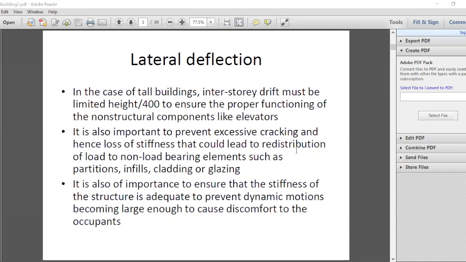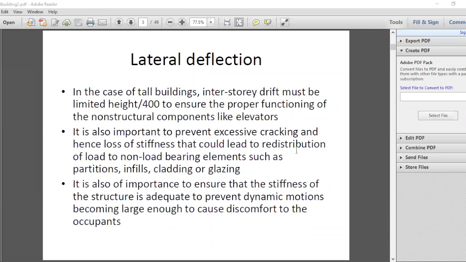So because it's a cantilever, there can be a deflection at the top of the building. So that is the overall deflection. In addition to that, if you take two floors next to each other, then you will find there can be a relative displacement between two consecutive floors.